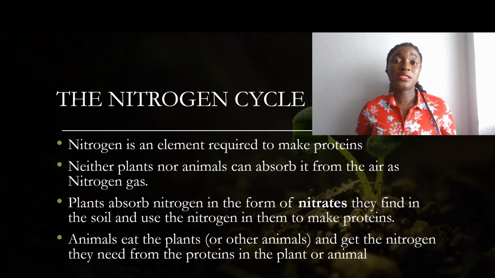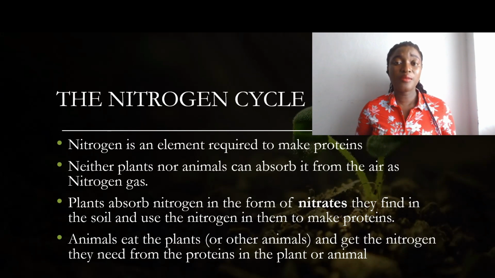So when we talk about the nitrogen cycle, we are looking at the ways in which nitrogen is cycled through nature, the processes it goes through from being a gaseous substance, mainly nitrogen gas, cycling through nature and finally returning as nitrogen gas to go through that cycle again. So nitrogen is an element required to make proteins. Your proteins in your body, your hair, your nails, every single part of your body is formed from proteins. And mainly these proteins are made from nitrogen as an element.